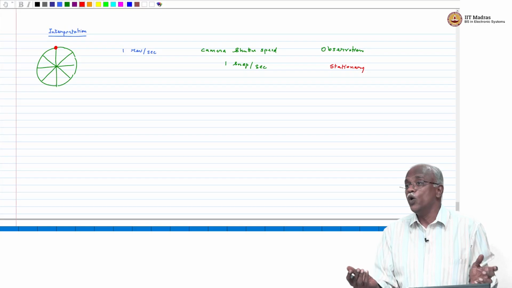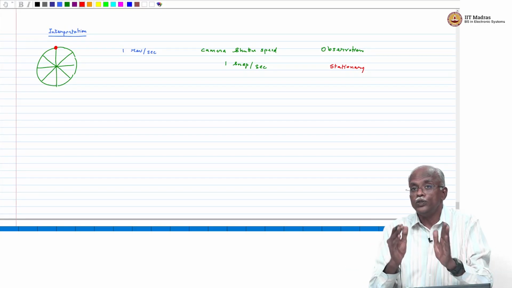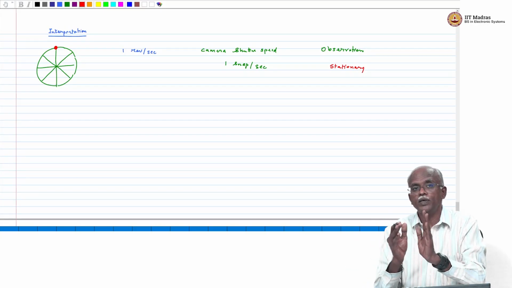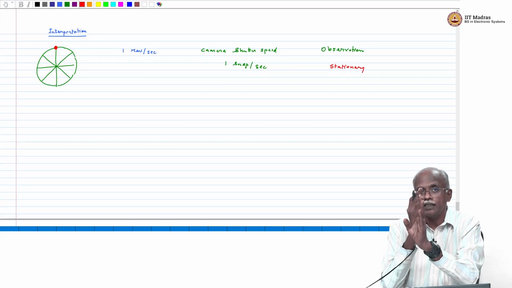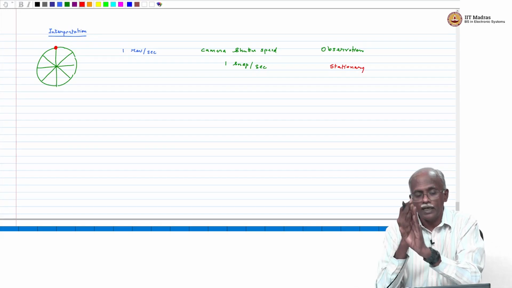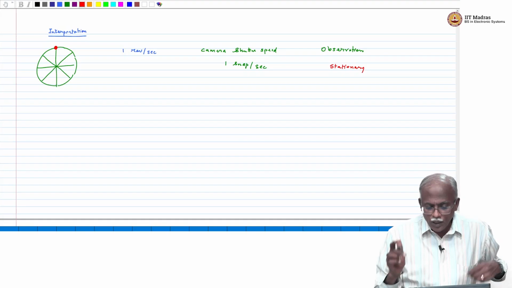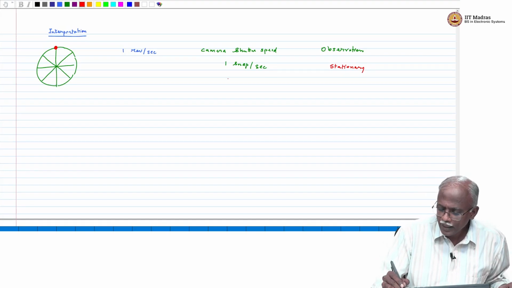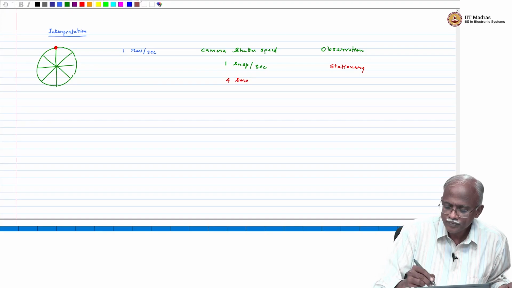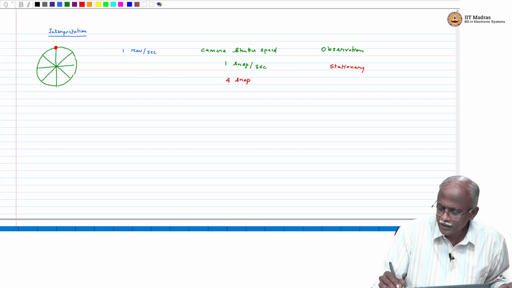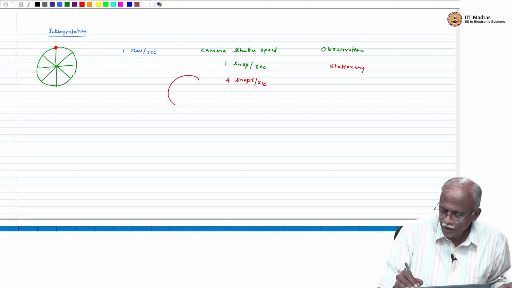Is the wheel stationary? No. But the reason you think that it is stationary is because you were looking at the rate of... On the other hand, if I took 4 snaps per second, okay, then what will you say?